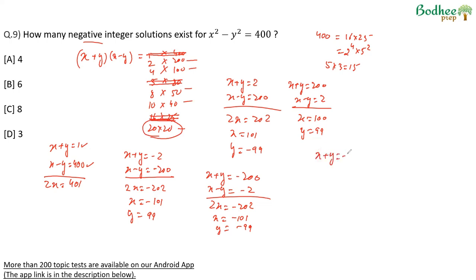If x plus y is minus 20 and x minus y is minus 20, on adding we simply get 2x is equal to minus 40, which means x is equal to minus 20 and y is equal to 0. So even this solution will not be counted, and therefore we are left with 4 solutions. Option A becomes the answer.